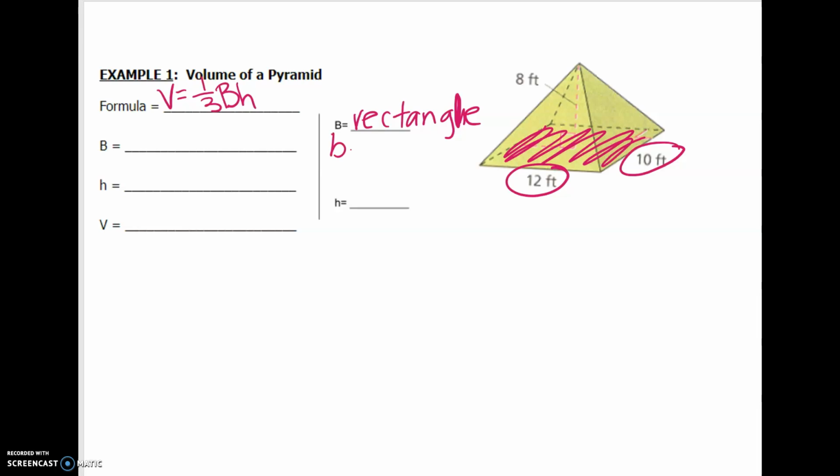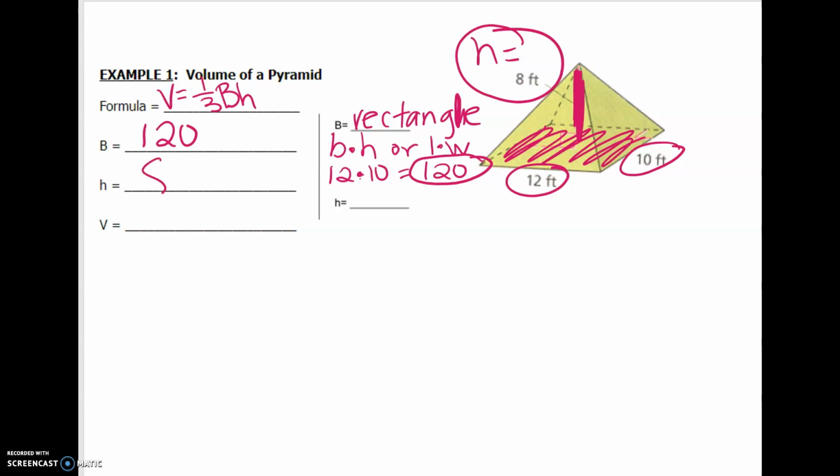In that case, it's your little b times h, base times height, or length times width, as you might remember it as well. Both of them will get you the same answer. And what we use are your 12 for your base or length, and then times 10, which gives us 120 for our big B. So big B is 120. Well, the height is the height of the entire pyramid, which is 8. So right here is our height, which is 8.